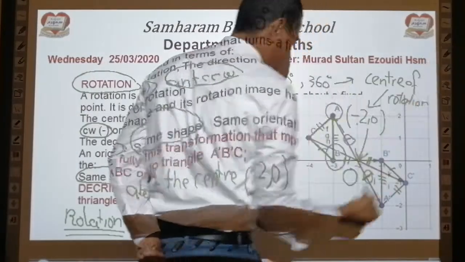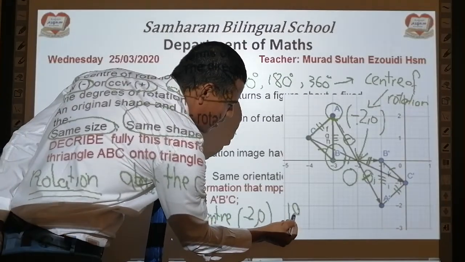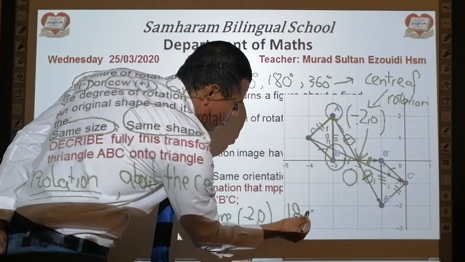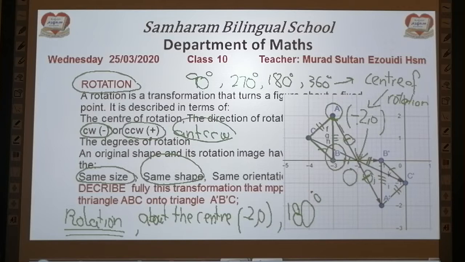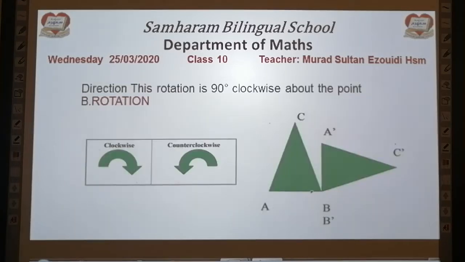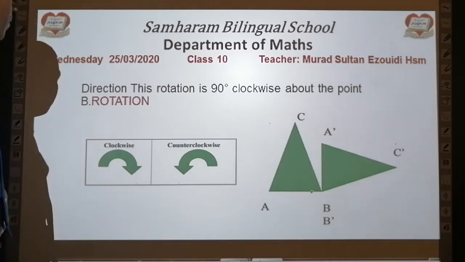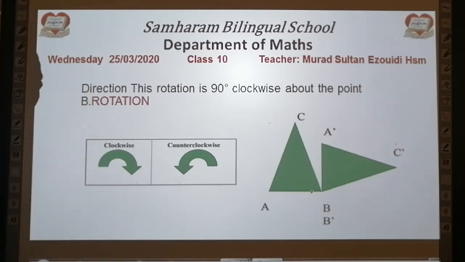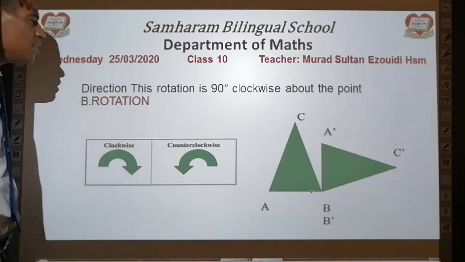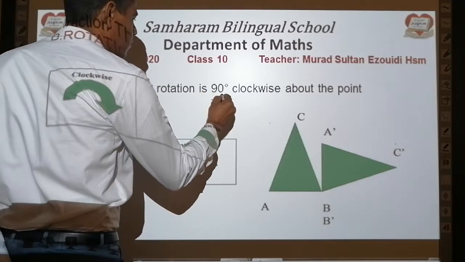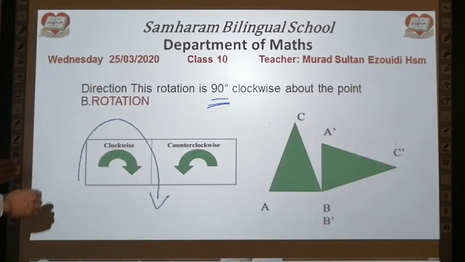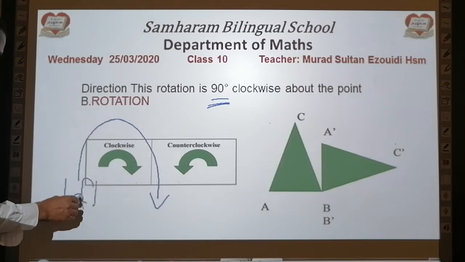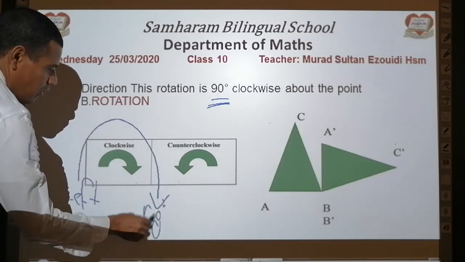Okay, we continue. So 180 degrees. Good boy. Okay. The next example. Here, my kids, we have a direction. This rotation is 90 degrees clockwise. This is, my kids, the meaning of clockwise: from left to right. Okay, left to right.